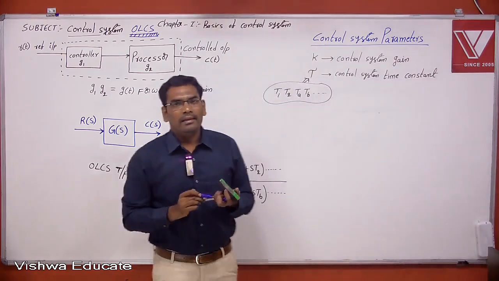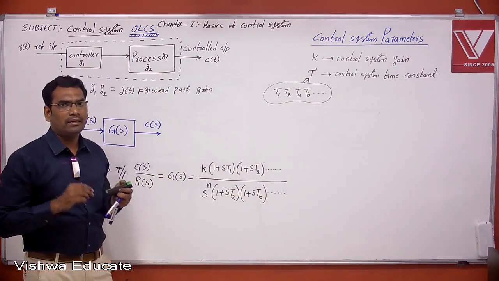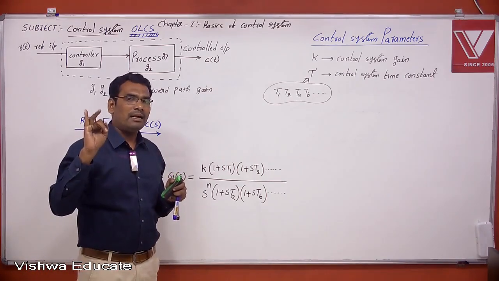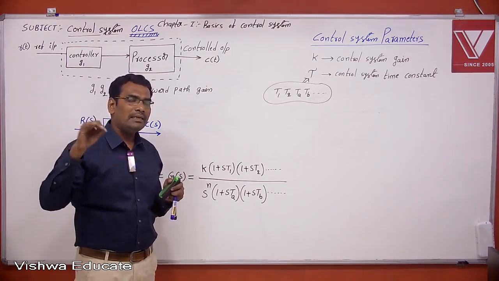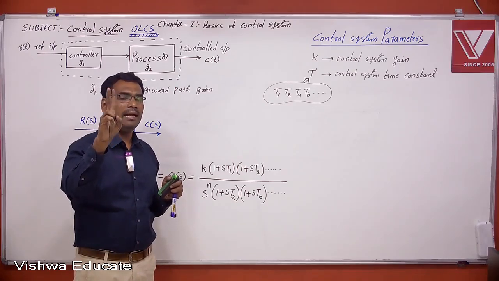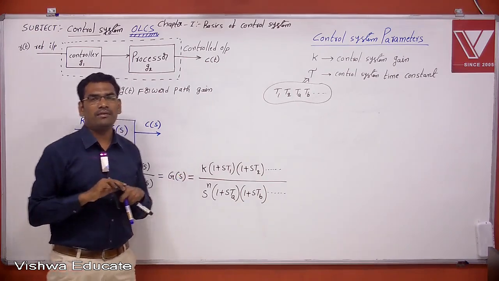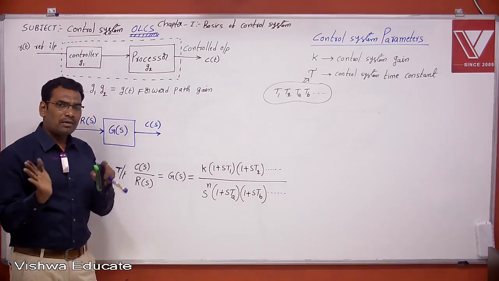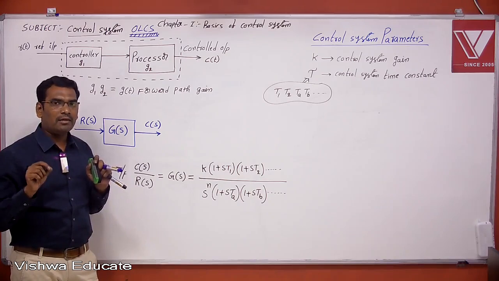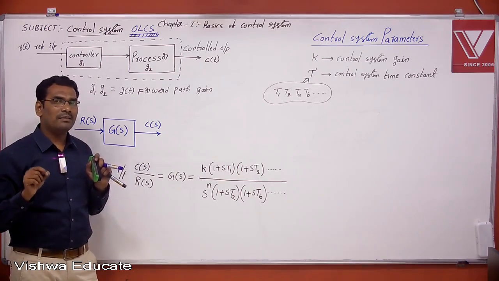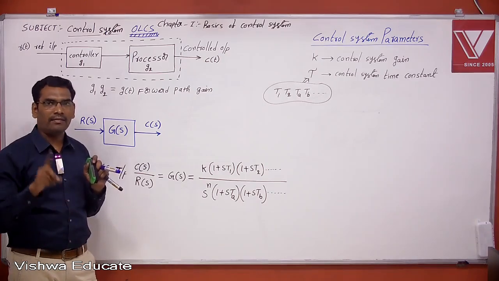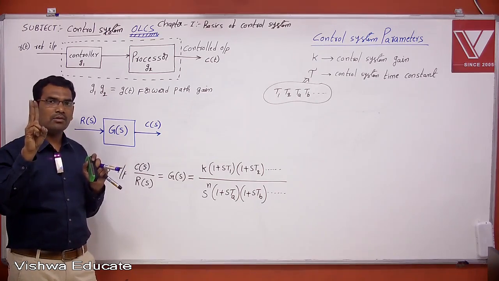What is the meaning of that? The control system behavior, the control system response, the complete control system behavior depends upon the control system parameters. The control system parameters are nothing but gain and time constant. Remember these two points, which are very important. For any control system, whether open loop or closed loop, the behavior, the response, and the complete analysis depend upon the control system parameters itself. One is the control system gain, another is the control system time constant.